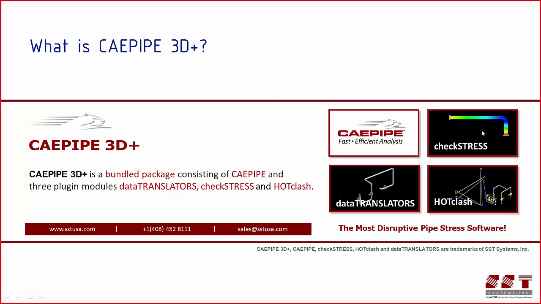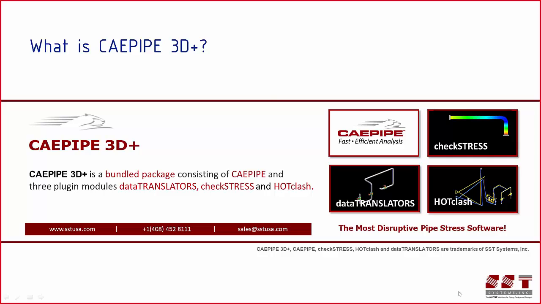So what we do here is check stress is directed towards designers. Check stress is a module that is built into CAEPIPE3D Plus, where it takes the complete geometry and sizes and materials and operating conditions and performs what is called first level stress check so that the designers, the actual 3D piping layout designers, can see whether the layout is flexible enough to accommodate the thermal expansion of the piping. So that's the first step.